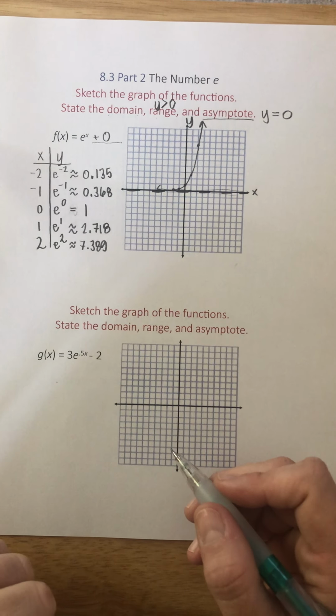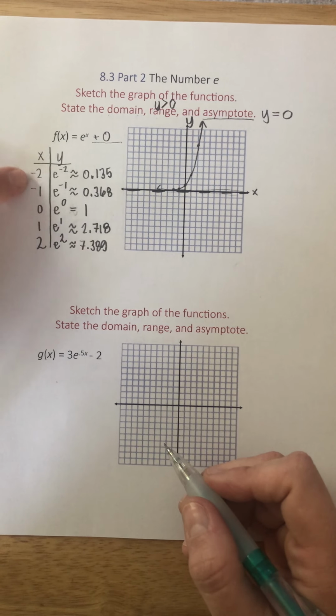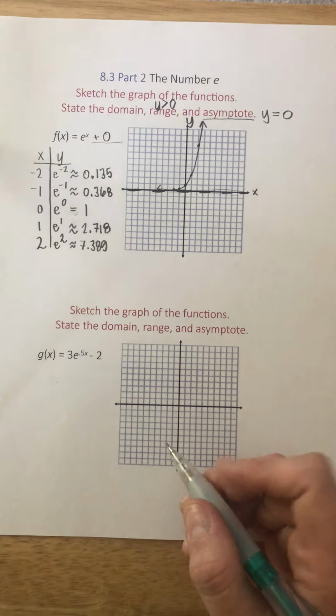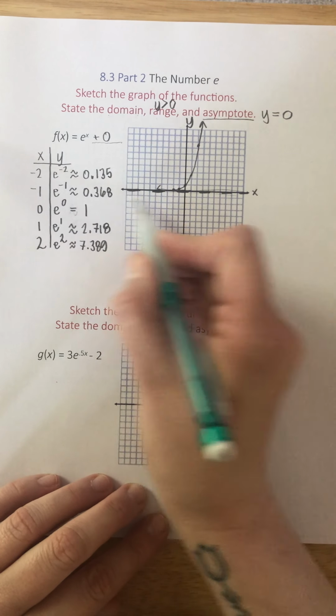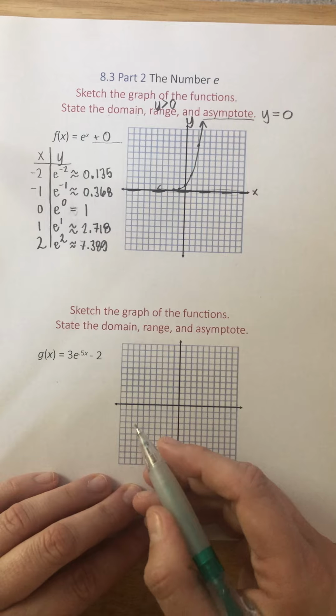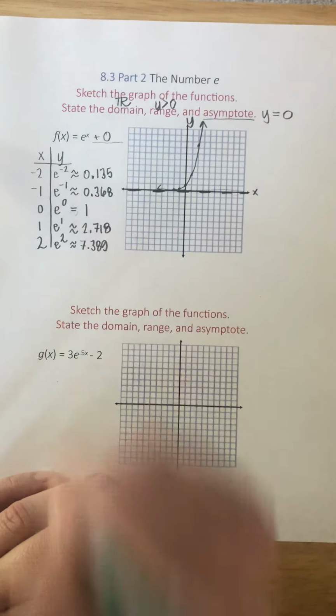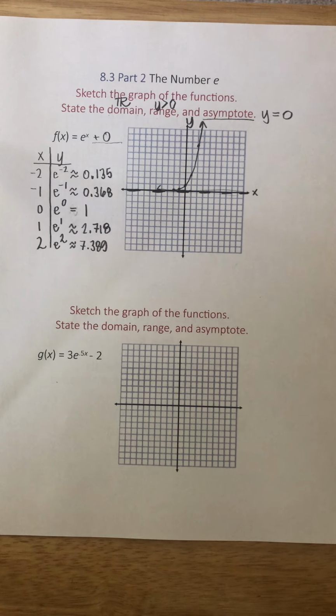All right, domain. Remember, domain means, are there any restrictions for the x's? Well, we were able to plug in negatives, 0, positives. It's going to the left forever. And as it goes up, it's also going to the right forever. So there are no restrictions. We learned that for all exponential functions, our domain is all real numbers. So there we have our domain, our range, and our asymptote.